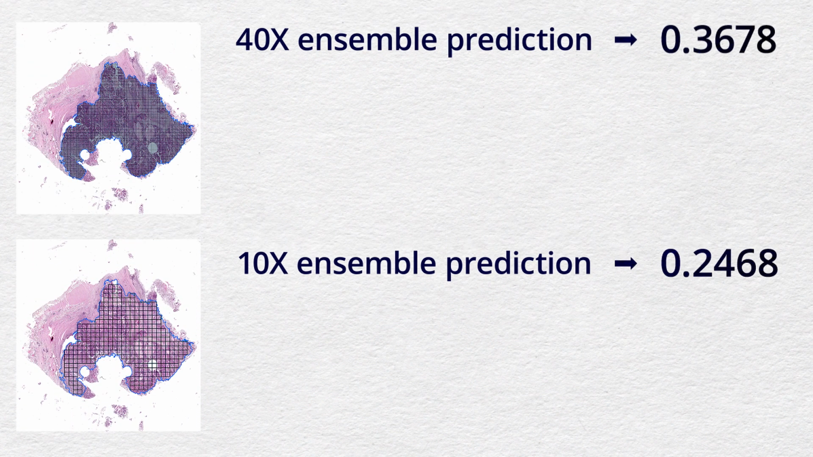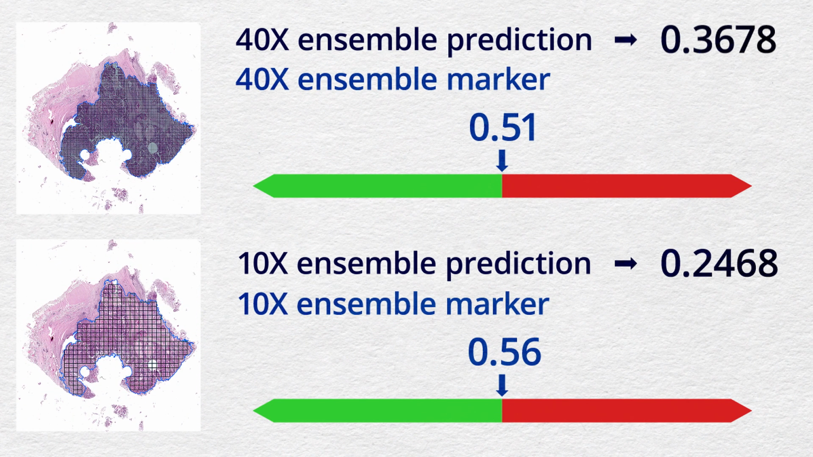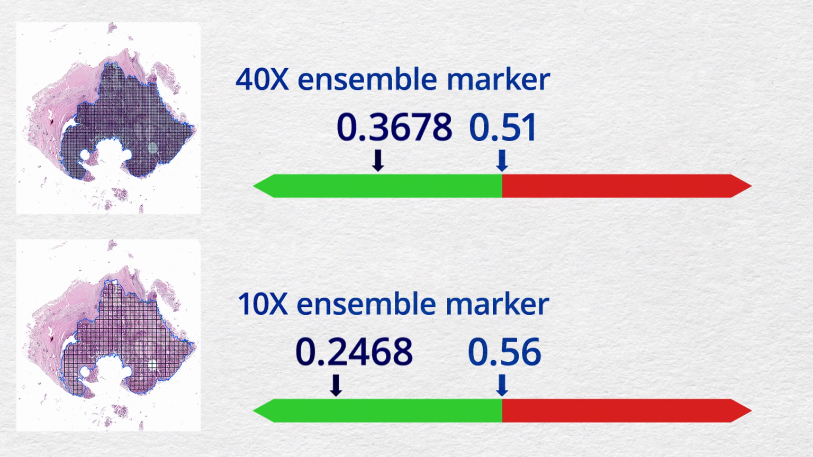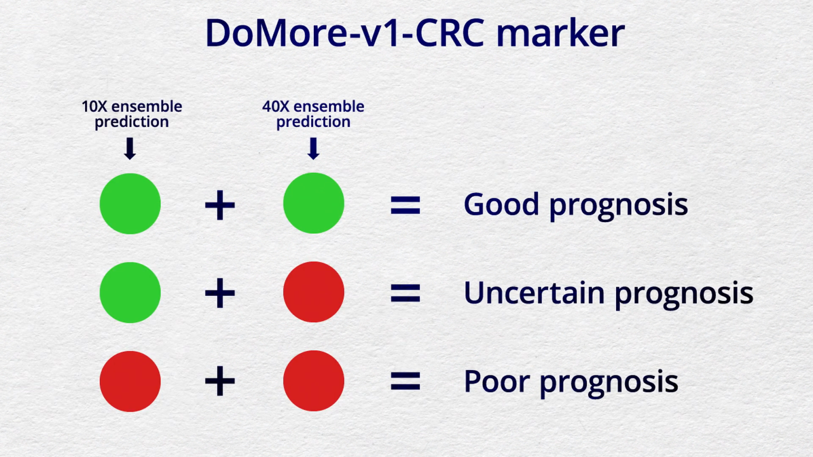A threshold value determined by evaluation during training is used as an ensemble marker to predict either good or poor prognosis. We compare the probability predictions of both resolutions to the respective ensemble marker. The combination, termed the Tumor V1 CRC marker, predicted good prognosis if both ensemble markers predicted good prognosis, uncertain prognosis if the ensemble markers predicted differently, and poor prognosis if both ensemble markers predicted poor prognosis.